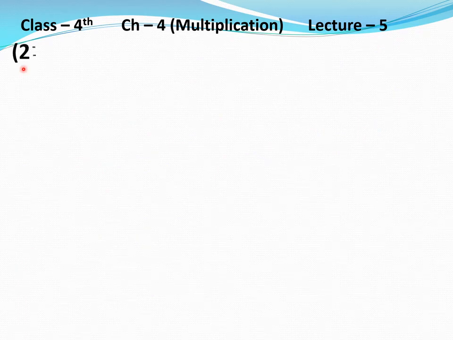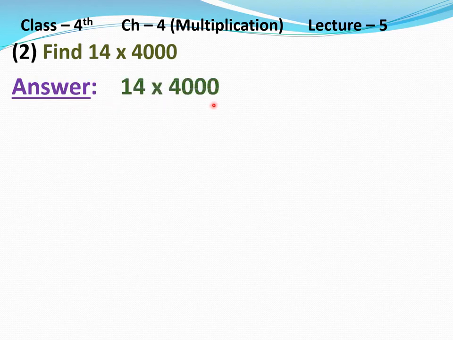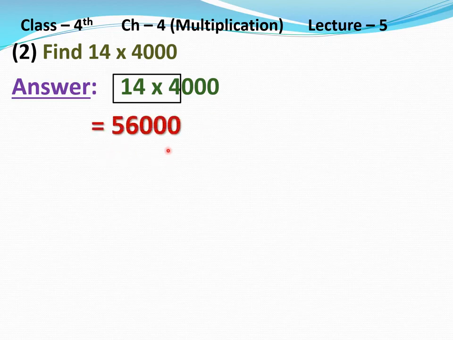Now question 2. Find 14 multiply 4000. Write down answer. 14 multiply 4000. First multiply 14 by 4 and then place 3 zeros to the right side of the product. 14 multiply 4 equal to 56 and then place 3 zeros to the right side of the product. So write down equal to 56,000. Thus 14 multiply 4000 equal to 56,000.